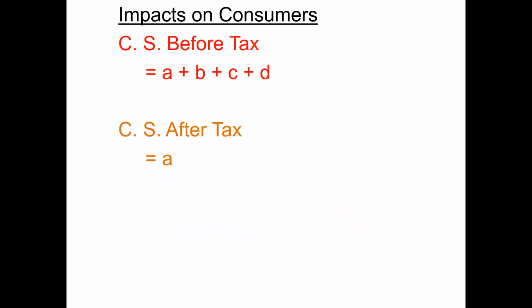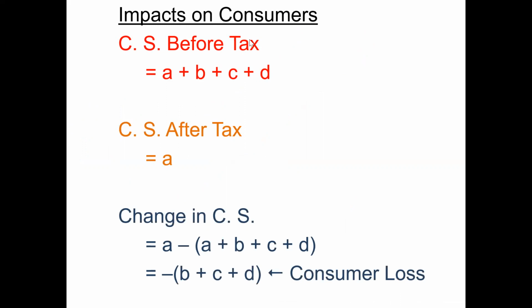Then impact on consumer. Consumer surplus before tax is ABCD. Consumer surplus after tax is A. So for the change in consumer surplus, what do we do? A minus ABCD. Always when you find the change, deduct the original from the new one. You get the answer minus BCD. That means consumer surplus has come down, so we call it consumer loss. Fill this under the consumer surplus. The wordings are there, you only have to put the letters: A, B, C, D, A.